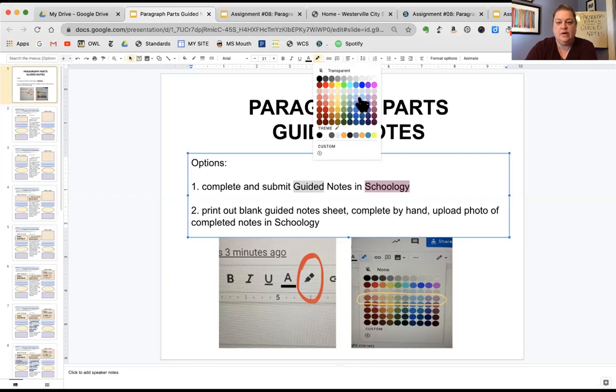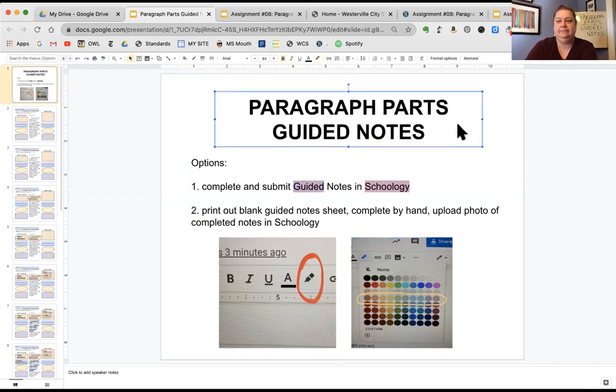So let's say I want to make that word guided pink. I click on this, and then boom, it's pink. All right, so if you need to practice that, you can pause the video here and practice that a little bit. Otherwise, I'm going to go on with my guided notes presentation.